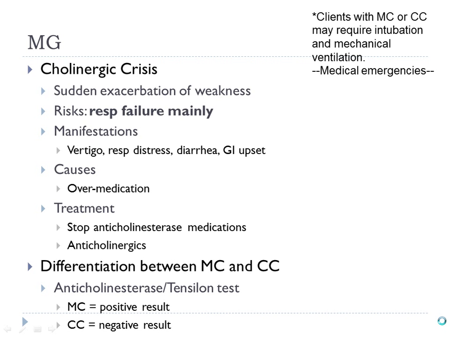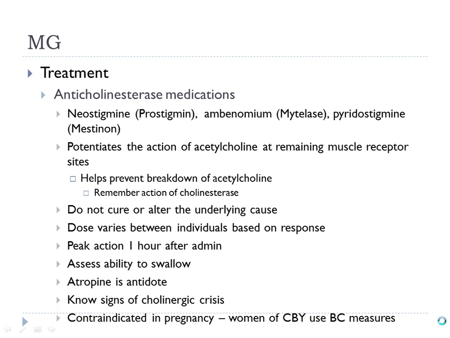Sometimes to differentiate, if we can't get a good history about medication doses, the Tensilon test can help us realize which one is going on. With the Tensilon, with the cholinergic crisis, it's not going to help, but if it's a myasthenic crisis, the Tensilon will help. Make sense? Realize that these are medical emergencies because the main issue we worry about is respiratory failure. Respiratory and ventilatory failure. This person is unable to breathe because the diaphragm is weak.